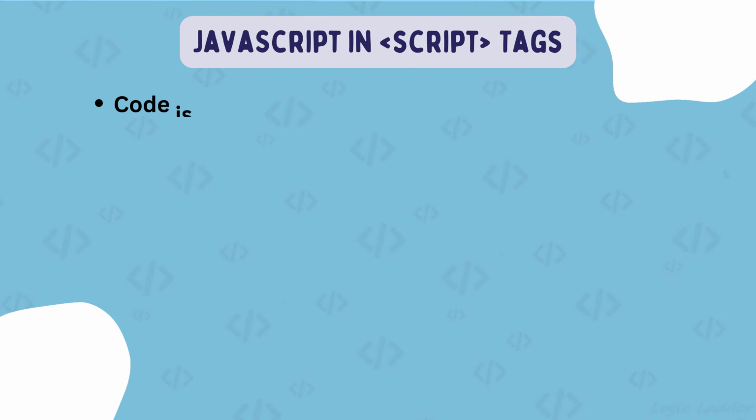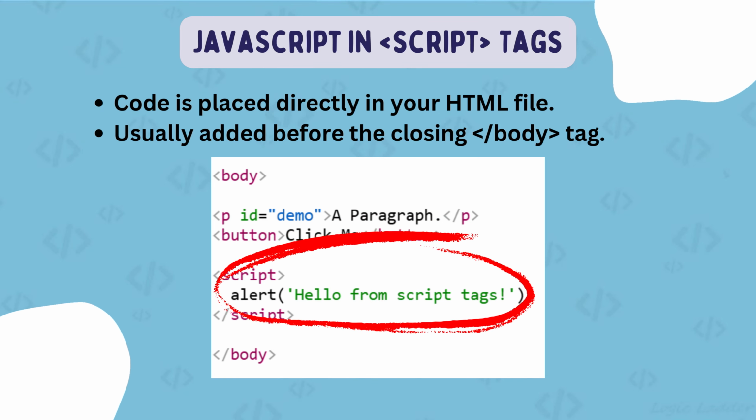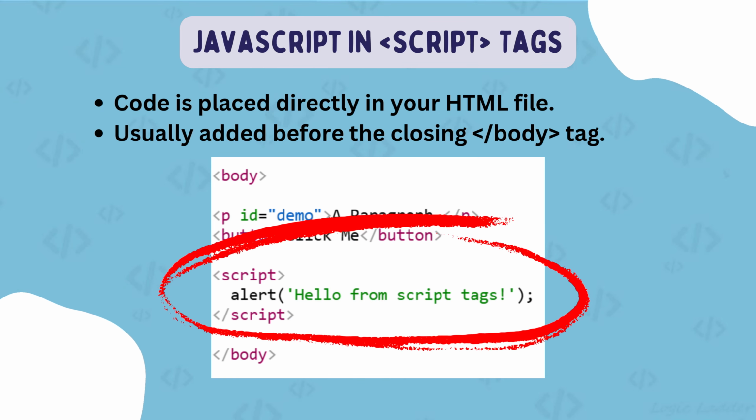The second method is writing your JavaScript inside script tags, right inside your HTML file. This keeps code a little more organized than inline JavaScript. We often place it before the closing body tag so that our HTML loads first.